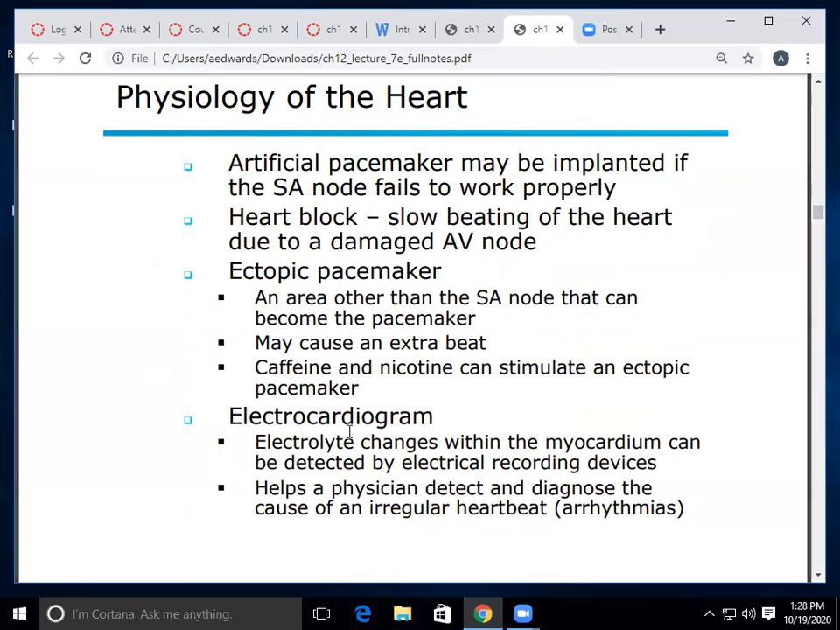So if your SA node stops working, because that's the initiator of the heartbeat, you don't get a coordinated contraction. And so that's why people need to get artificial pacemakers put in. Now, if the person's heartbeat is slow because the AV node is damaged, we call that heart block.